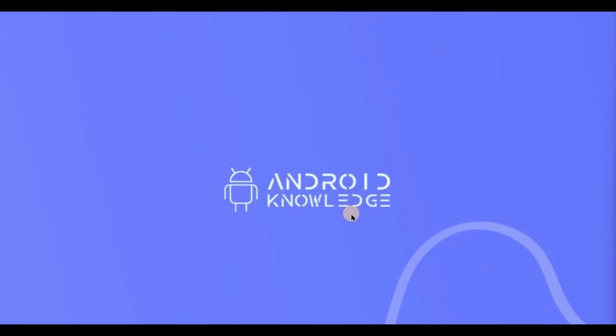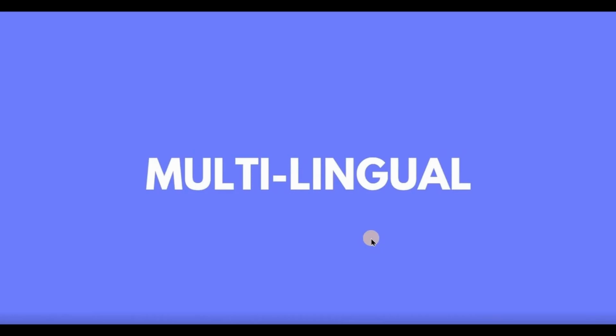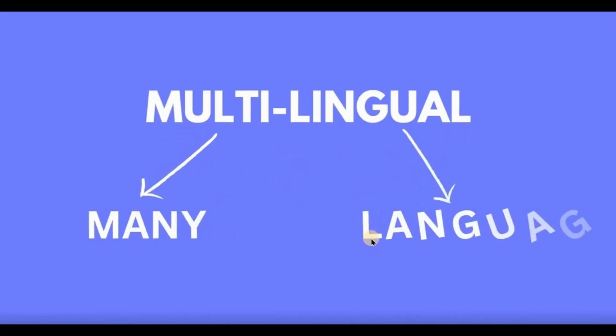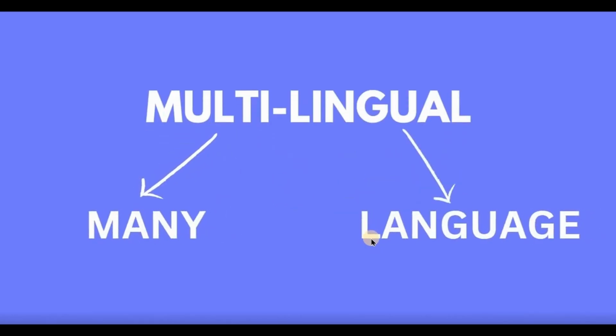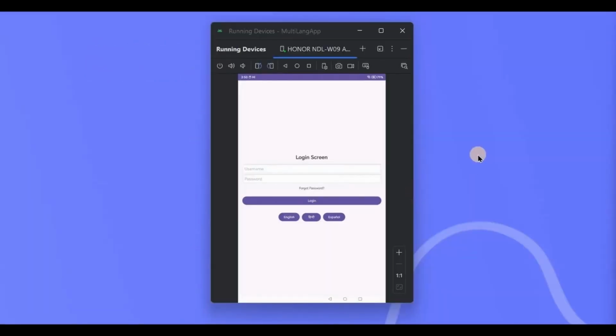In today's video, I will show you how to create a multilingual app in Android. But what is multilingual? Multi means many and lingual means language. So a multilingual app is an application that supports multiple languages, allowing users to switch between different languages based on their preference. Now let me show you the demo.